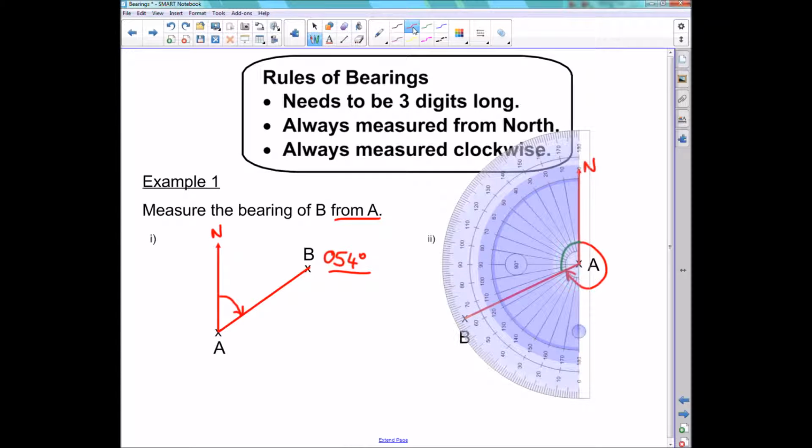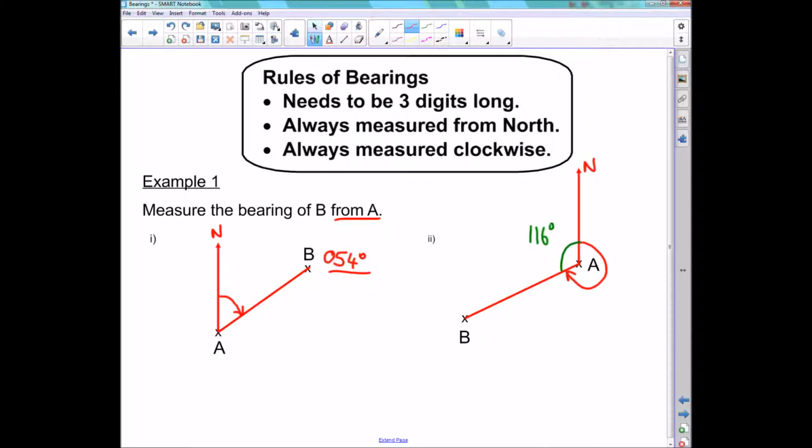So using the inside scale, as my 0 is sitting on the inside scale, I can see that the green angle, the complementary angle, is at 116 degrees. Okay, so knowing this is 116 degrees, all I need to do now is take 360 away 116, gonna have to borrow, and I've got my bearing here of 244 degrees.